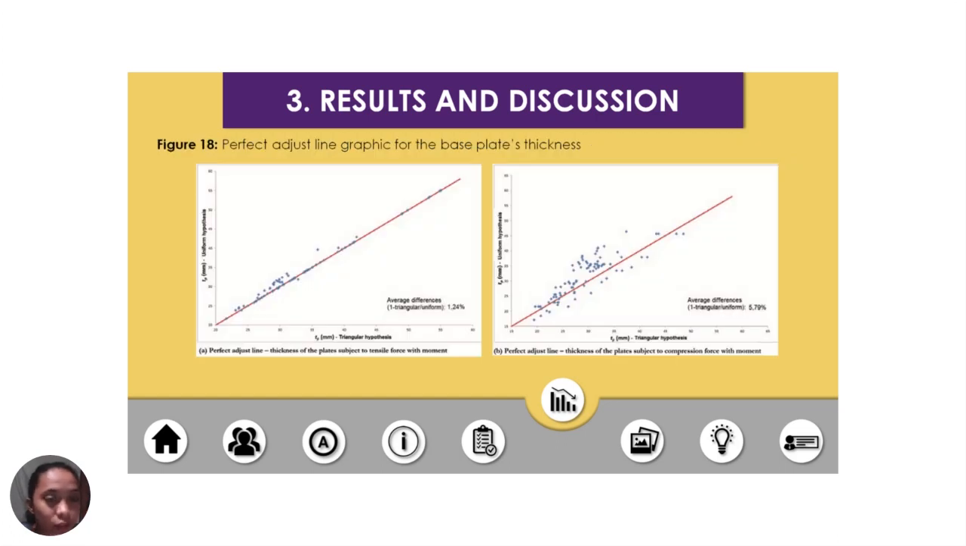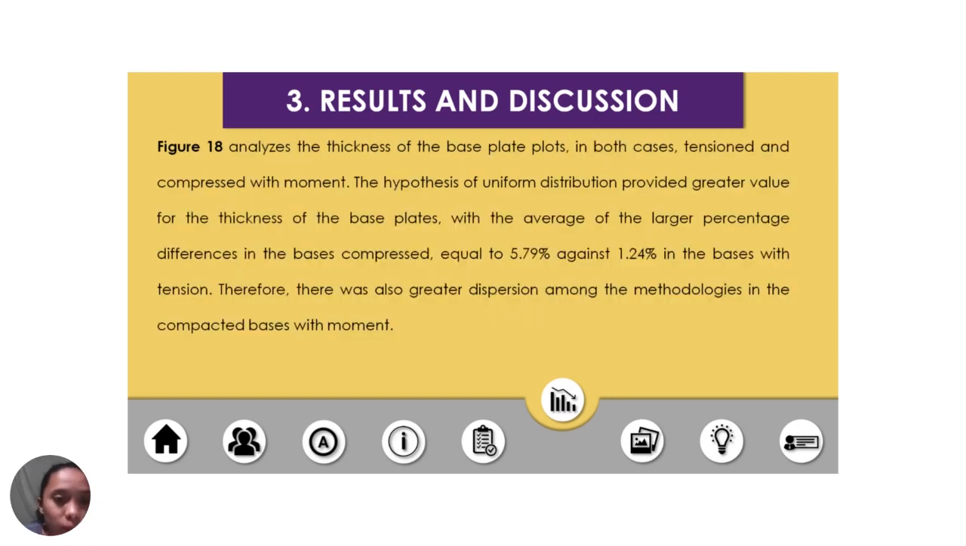This is figure 18, perfect fit line graphic for the base plate thickness. As you can see, A is the perfect fit line thickness of the plate subject to tensile force with moment. B is subject to compression force with moment. So figure 18 analyzes the thickness of the base plate plot, in both cases, tensioned and compressed with moment.